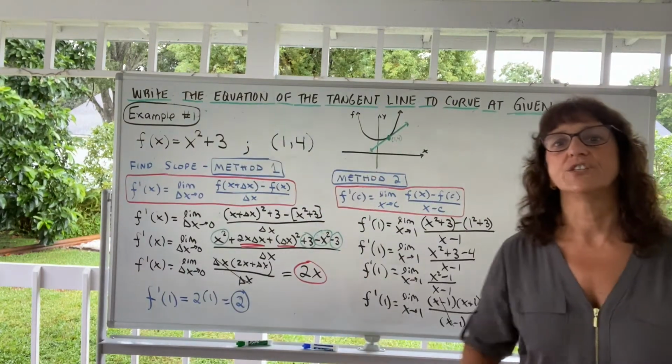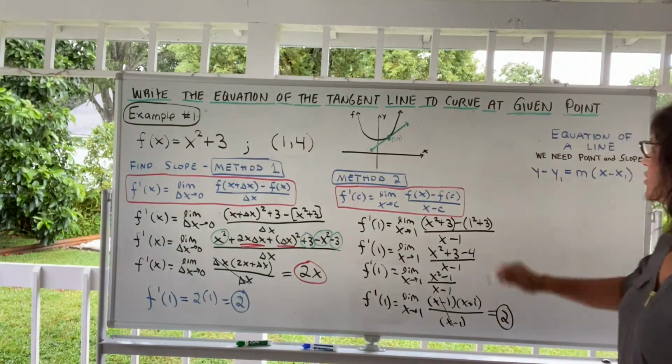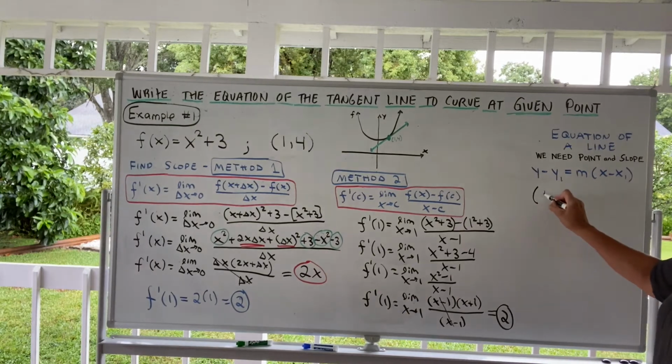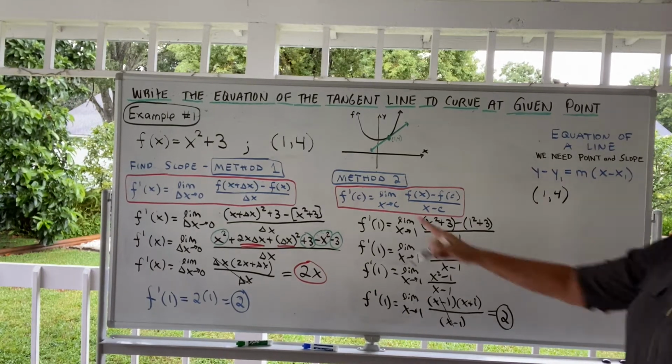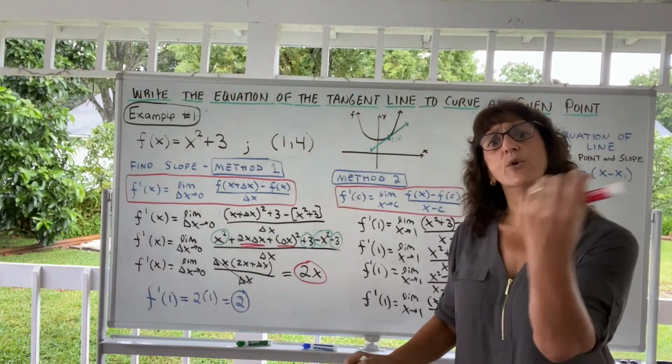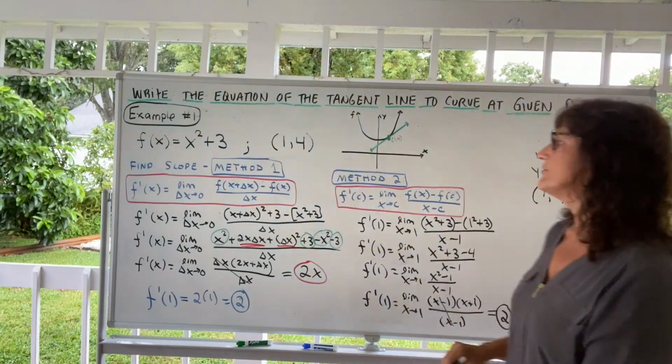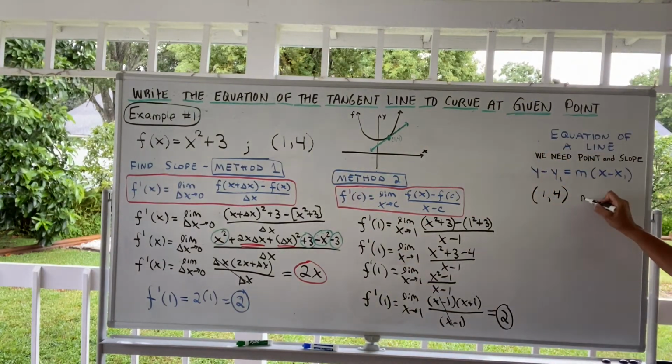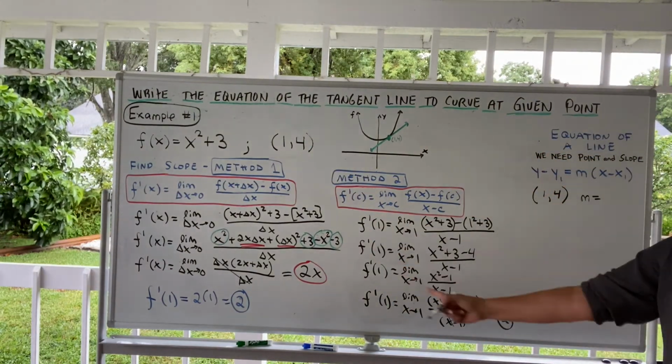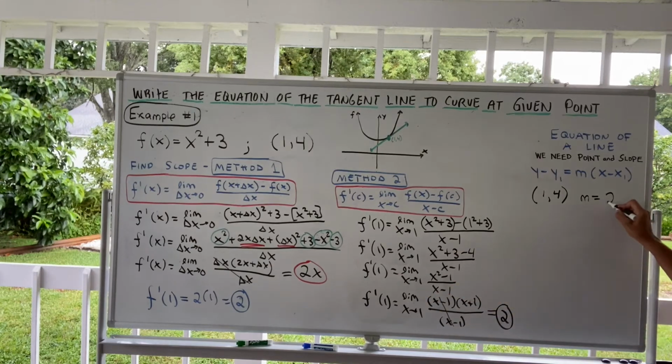We want the equation of the tangent line. To write the equation of a tangent line, we need the point. We know what the point is. It's (1, 4). It's given to us, and we need to know the slope at this point. What is the slope of the tangent line at this point? Well, the slope is the derivative of the function, and it came out to be 2.